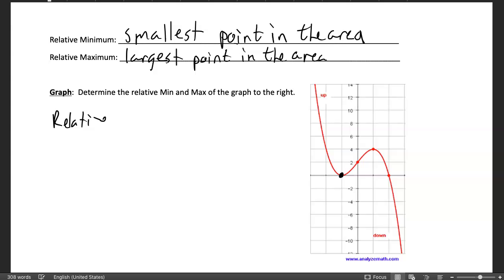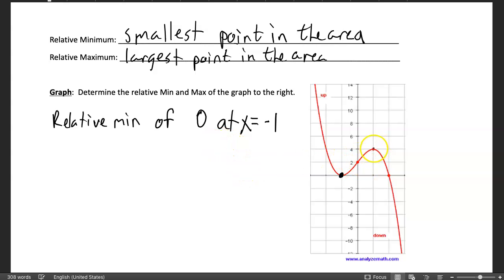and we say it's a relative min of whatever the y value is at the x value. So this is a relative minimum of 0 because we're at the x-axis. But where does it occur? It occurs at the point x is equal to -1.